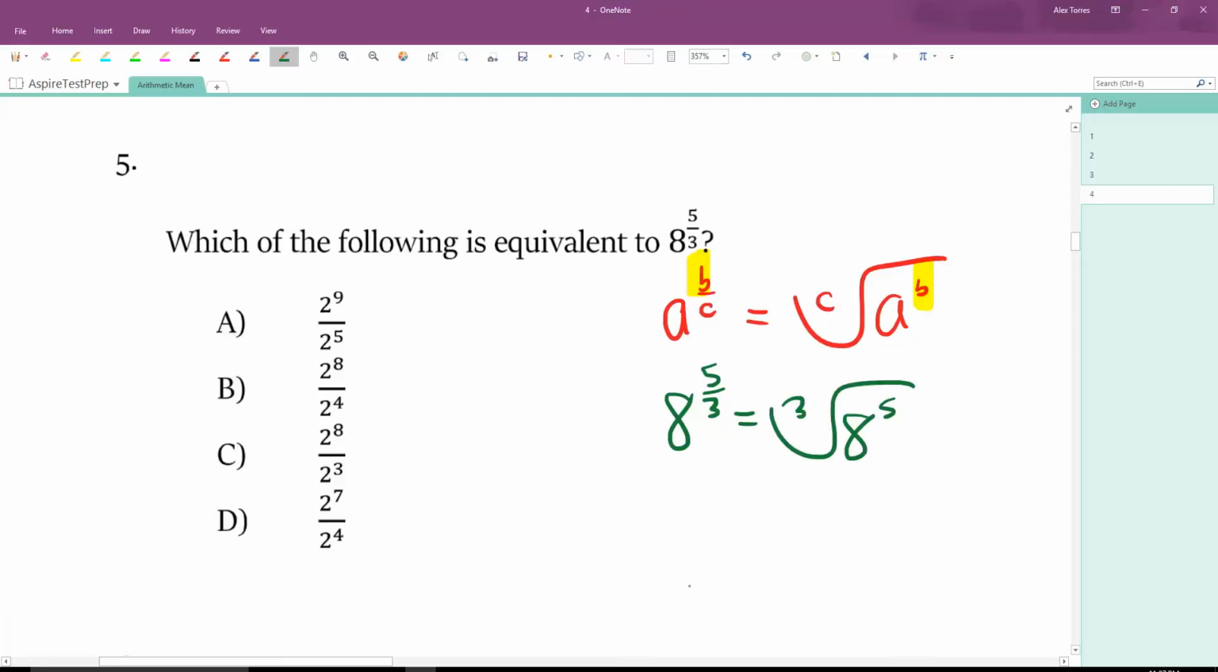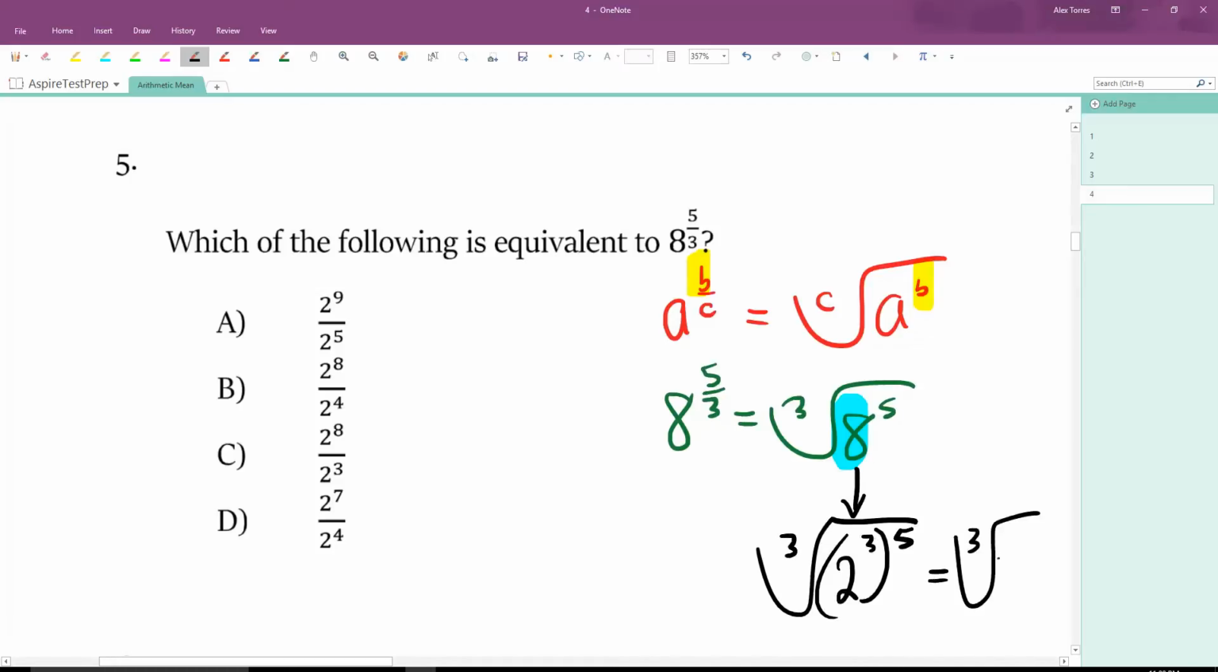5th. Now once again, it's not one of the answer choices, and the reason why is because 8 is really a power of 2. 8 is really 2 to the third power. So if everything else remains the same, we have 8 as 2 to the third power, and that is to the 5th power. So now we can take the 3 and the 5 and multiply them, and we have the cube root of 2 to the 15th.